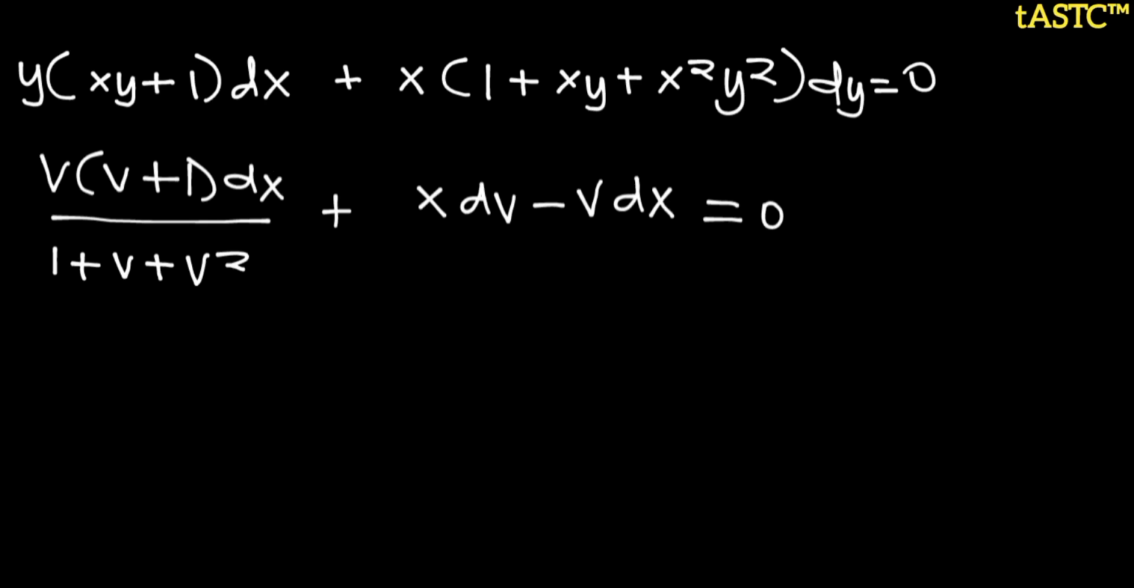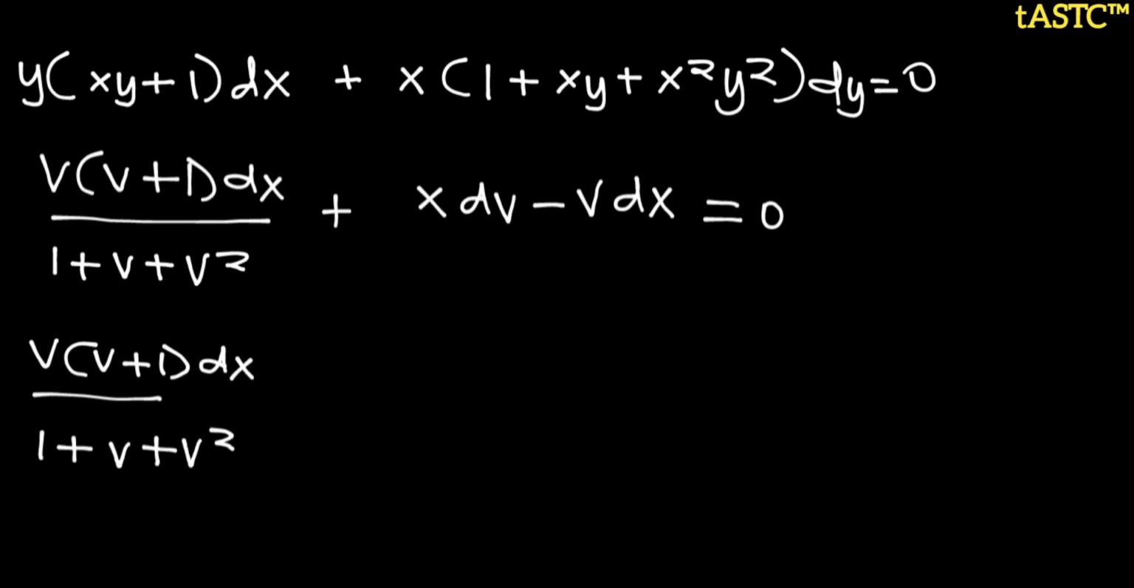So how can we do that? First off, I'm going to take them out. So we should have a v multiplied by v plus 1 dx. This is equal to 1 plus v plus a v squared, and I'm actually going to have a negative v dx. We're going to have an x dv right here. So this is equal to 0.